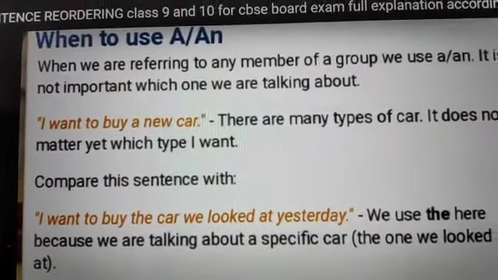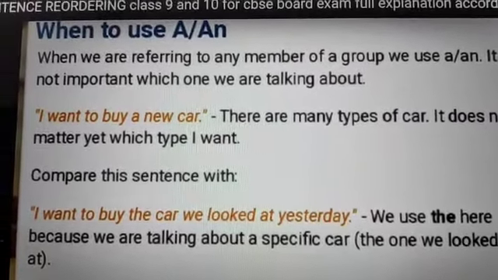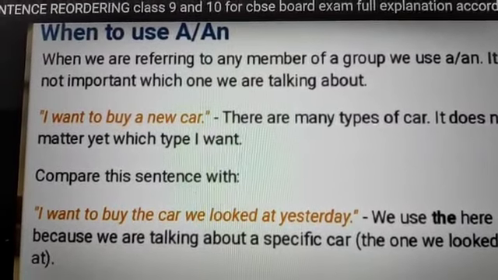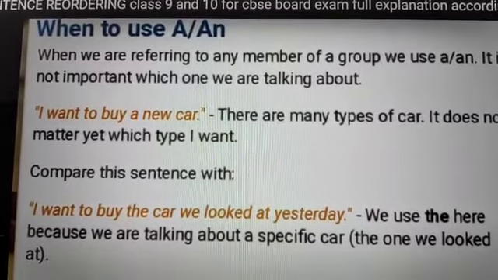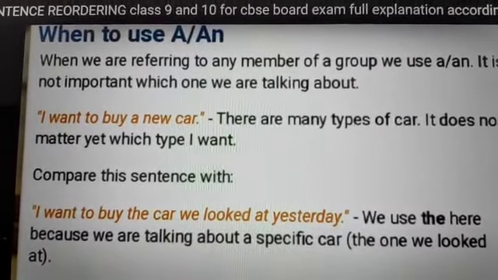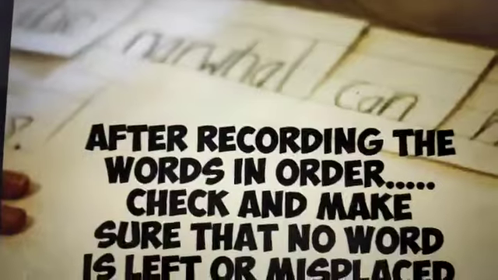So now compare this sentence with the other one. As we say, I want to buy the car we looked at yesterday. We use the here because we're talking about a specific car. So the one we looked at.